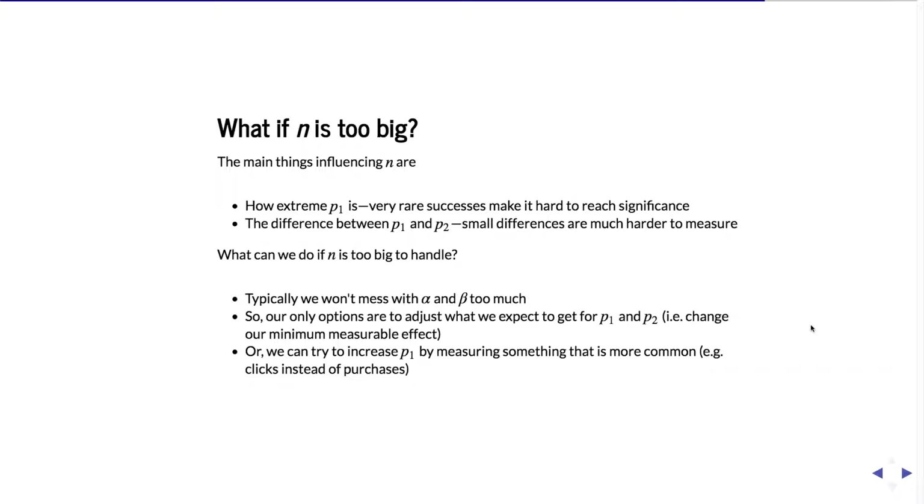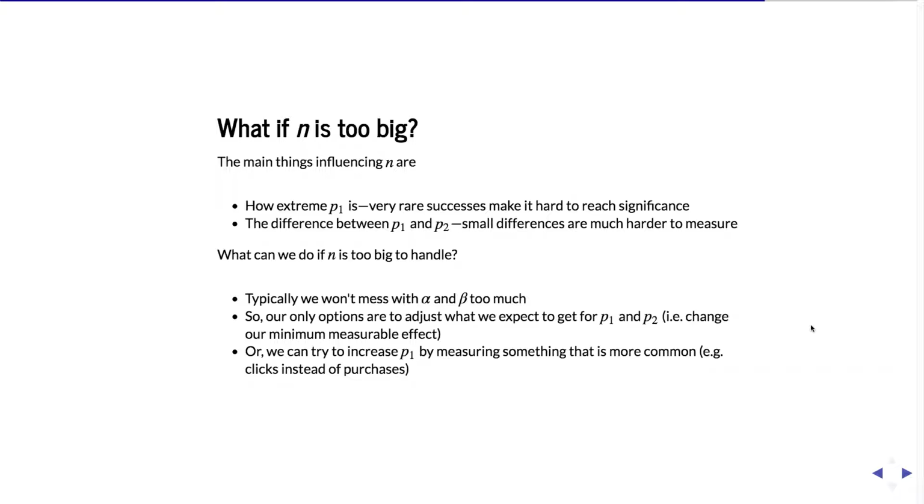Typically you're not going to mess with alpha and beta too much, although a product manager is going to look at an A/B test and say, well, significance is 0.06 and that's close to 0.05, so the test is successful. So that happens.